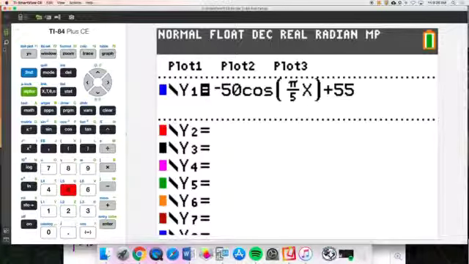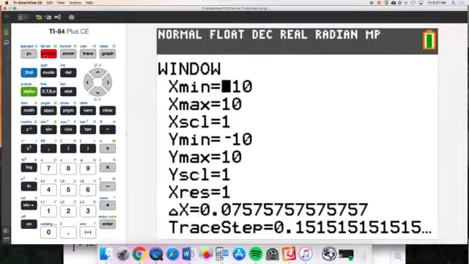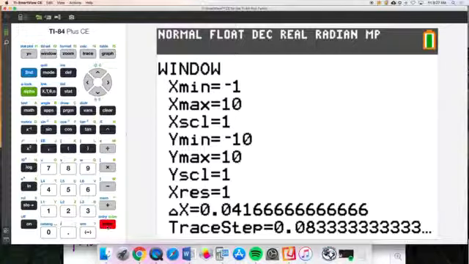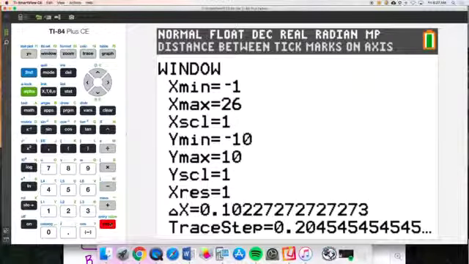Now we go to window. Double check, it looks good. X min, I like to do -1, just so we could see the y-axis instead of starting at 0. Our graph goes out to 25, so let me go to 26. And then your x scale, you can leave it at 1.